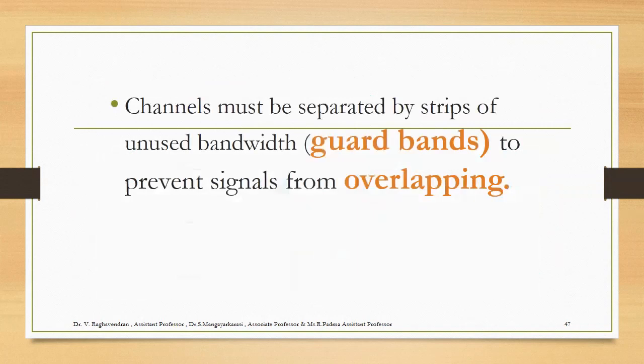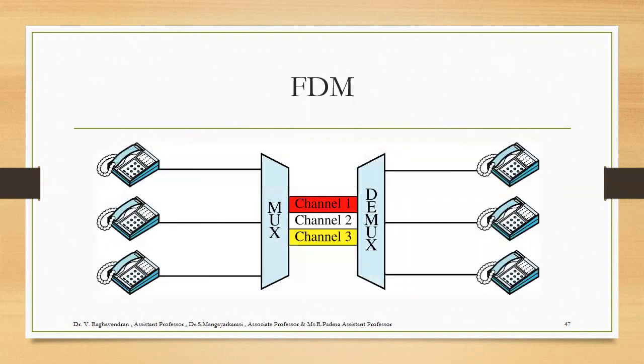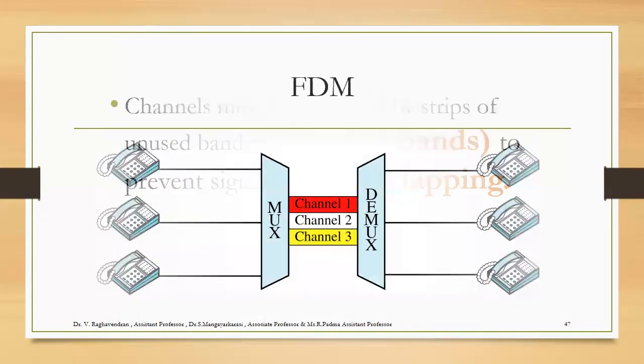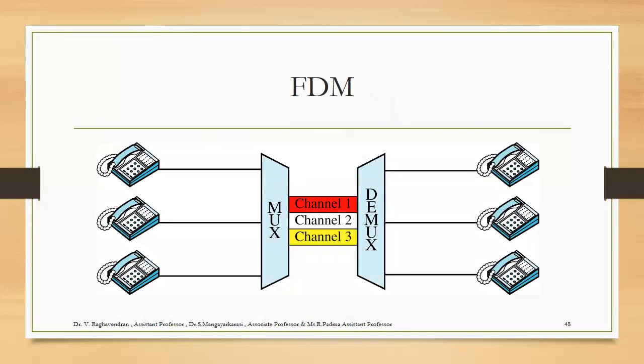Channels must be separated by strips of unused bandwidth called guard bands. The guard bands are used to prevent the signals from overlapping. So to avoid the overlapping process, we are going to use the guard bands. So this is the FDM process.